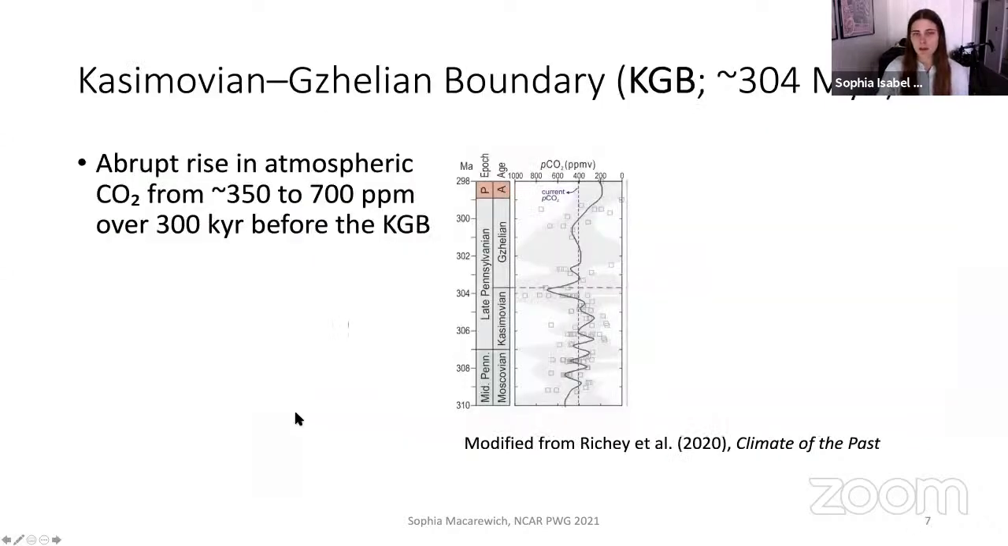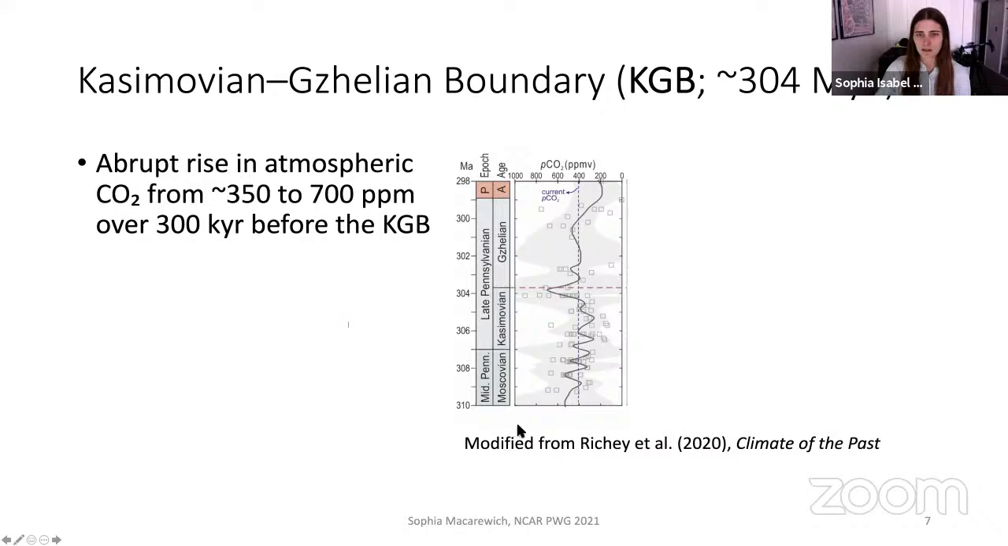During the late Pennsylvanian, there was a warming event over the Kazimovian-Gzhelian boundary, or the KGB, at about 304 million years ago. Leading up to this interval, here is a figure of a CO2 reconstruction, and you can see the details of it in Richey et al. 2020. It's based on stomata and paleosol data.